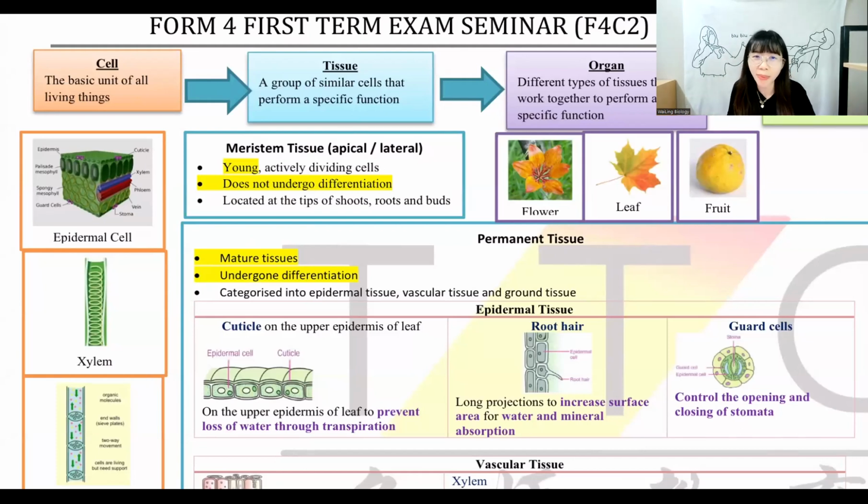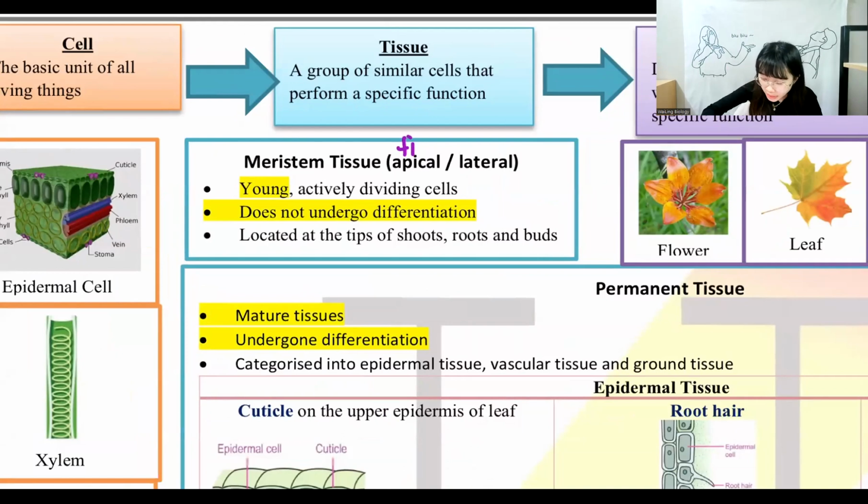But the special thing about plant tissue is that we have meristem tissue and permanent tissue. What is the meaning of meristem? Just now we learned the word meristematic: young plant cell. Very good. Meristem tissue means young plant cell. We have apical and lateral. Apical means the tip. Lateral means the side. We will learn about this when we learn about plants. As young plant cells, they don't need to have a specific function. They only have to increase more, 1 to 2, 2 to 4. That is the purpose of meristem cells.